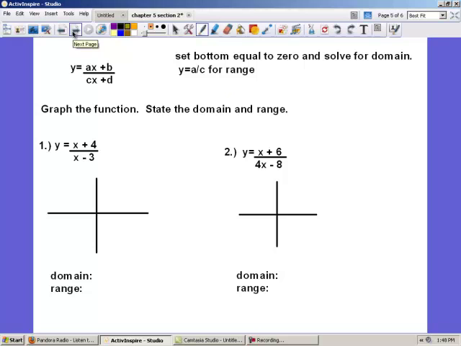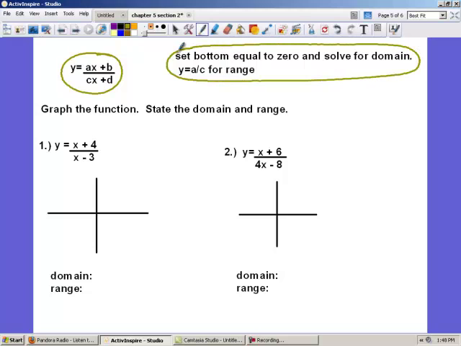Okay, now we're going to do the same exact thing. We're going to graph some functions. We're going to state the domain and range, but we have a little bit of a different setup. And this is the main equation that you need to write down in your notes. And then this set of information is definitely going to be useful.